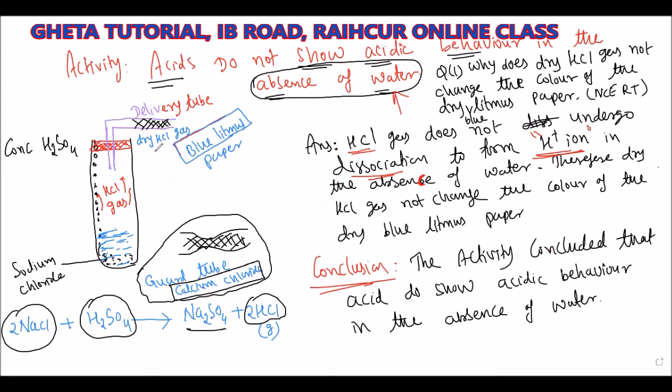Now this dry HCl gas is passed through what? A dry blue litmus paper. Then there is no change in the color. When it is passed through the dry blue litmus paper, there is no change in color. It shows that acid does not show the acidic behavior in the absence of water. It only changes the color when water is present.